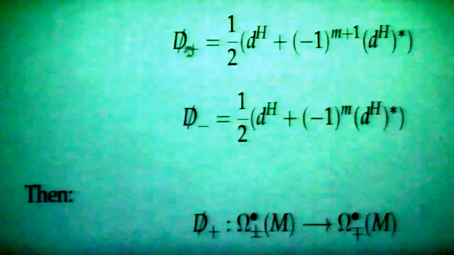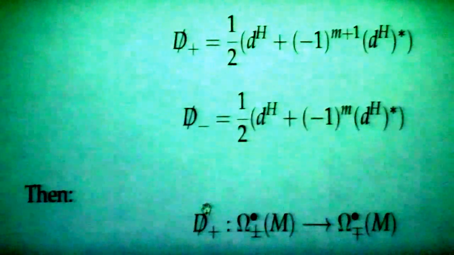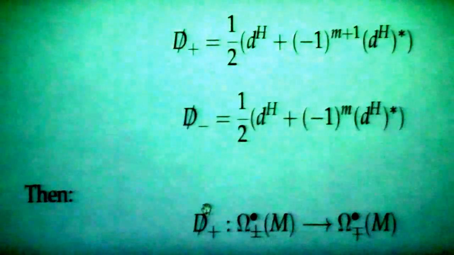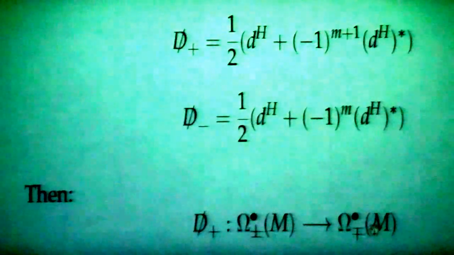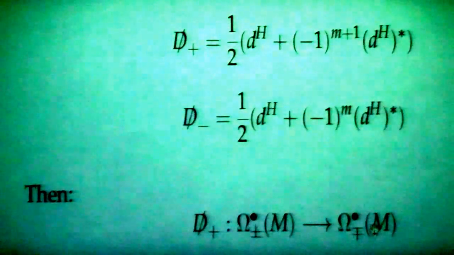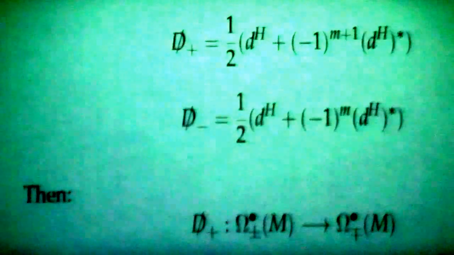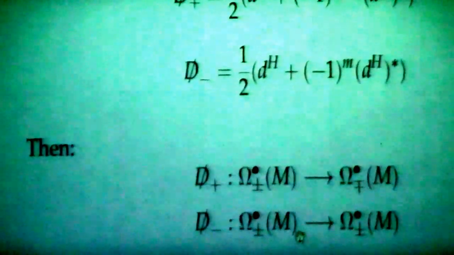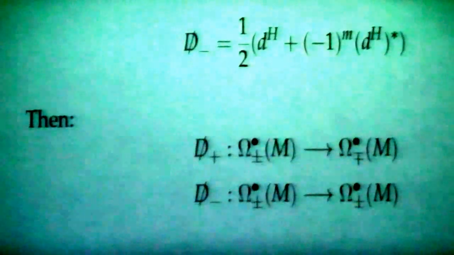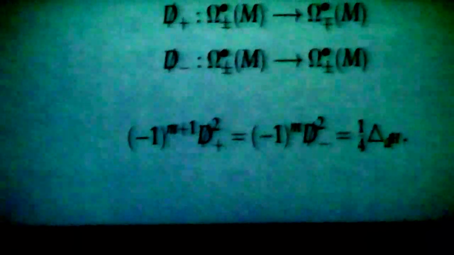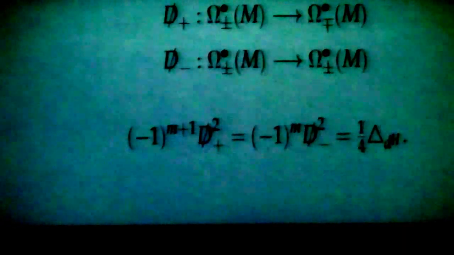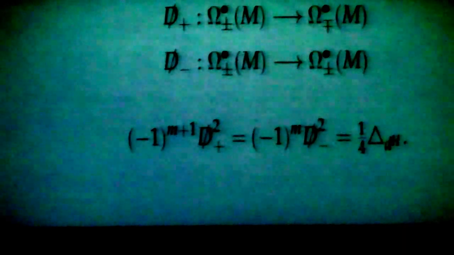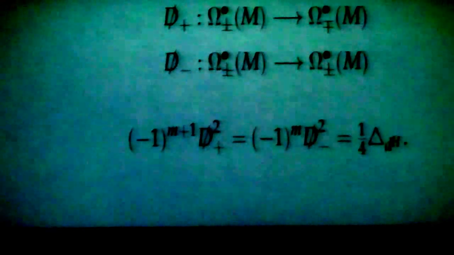The good thing of these operators is that they're compatible with the decomposition of forms into self-dual and anti-self-dual. So d plus maps self-duals to anti-self-duals and vice versa, so it changes the duality of your forms, while d minus preserves the duality of your forms. And another nice thing is that both of them square to the Laplacian, except for some constants. So if you want to find harmonic forms, you don't have to find a zero for the Laplacian, you just have to find a zero for d plus or a zero for d minus.